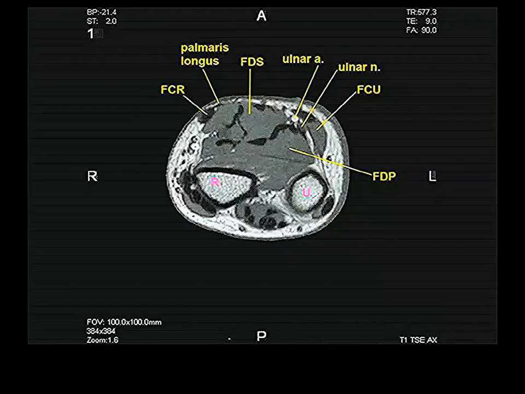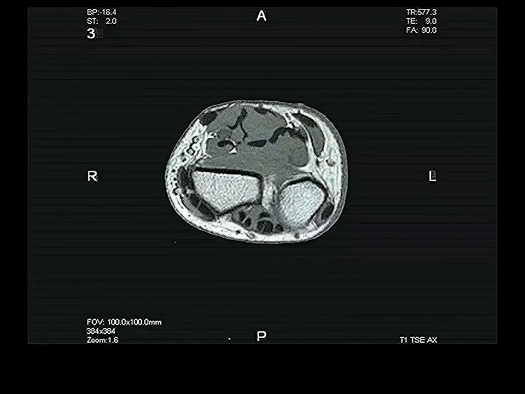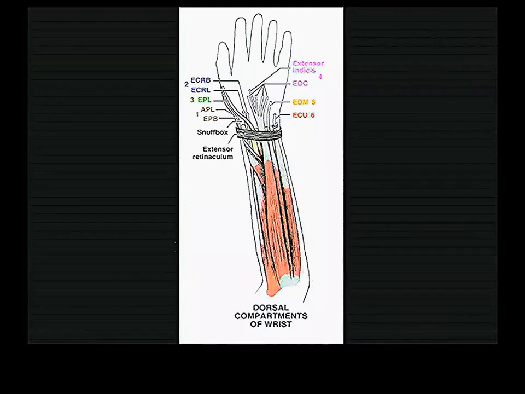Flexor digitorum profundus, one of the deep muscles of the anterior compartment of the forearm, with its tendons forming, flexor pollicis longus, with its tendon forming, and then the muscle that really gave away where we were, pronator quadratus. Keep on going distally. I'm not going to name everything here.